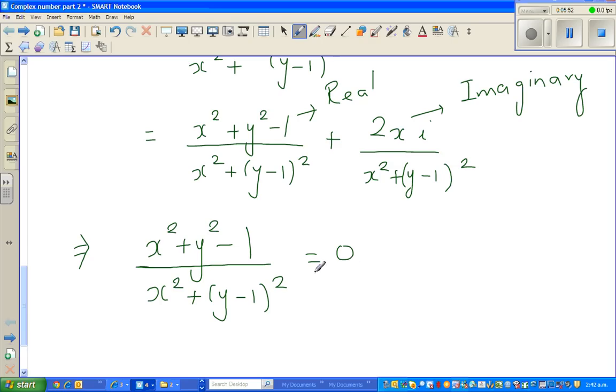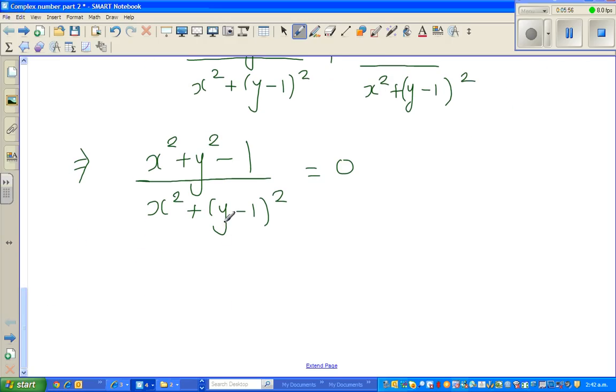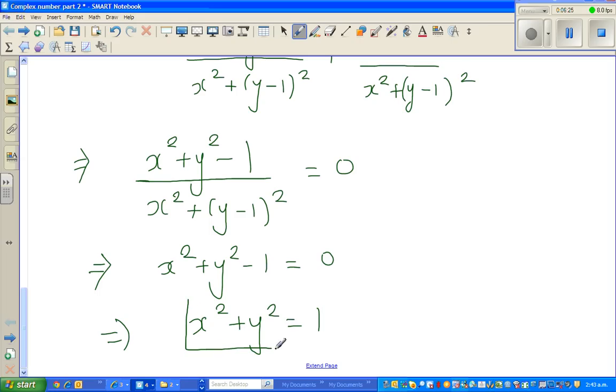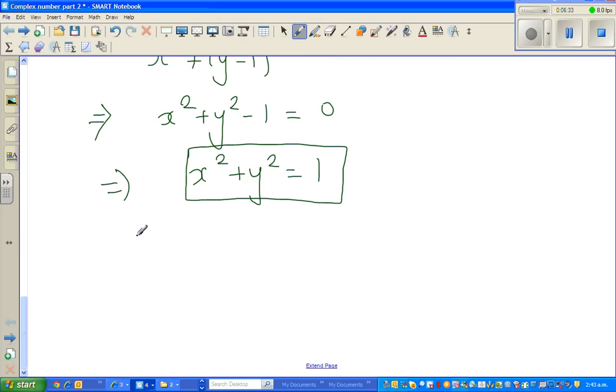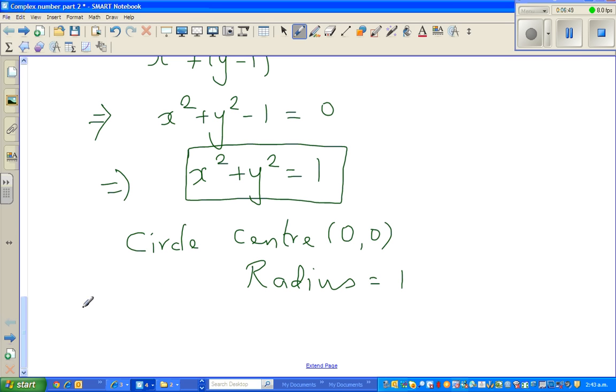Now, if this is 0, you can cross multiply, or multiply both sides by this whole expression. If you multiply the other side by this, it'll ultimately become 0. So this implies x squared plus y squared minus 1 is equal to 0, and this implies x squared plus y squared is equal to 1. Now, this formula should be familiar to you if you have done level 2 maths. This is the equation of a circle with center 0, 0 and radius of 1.